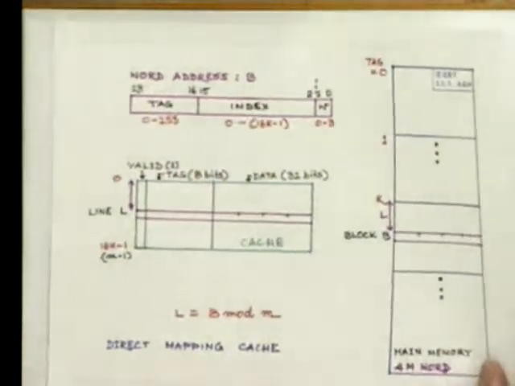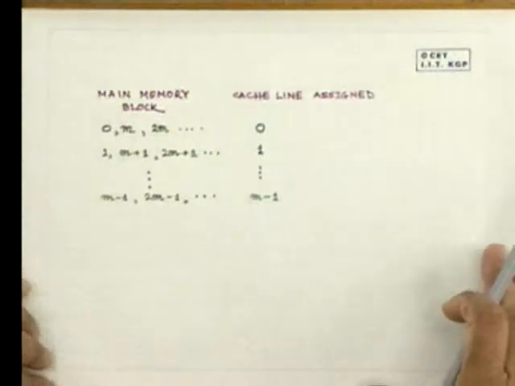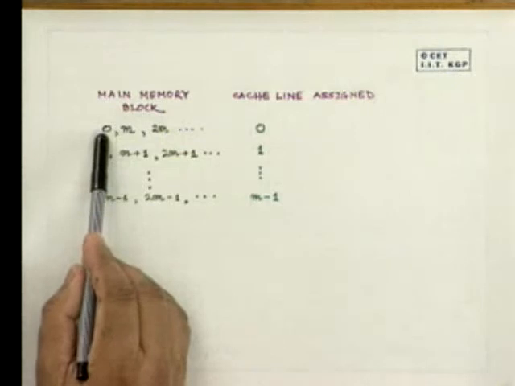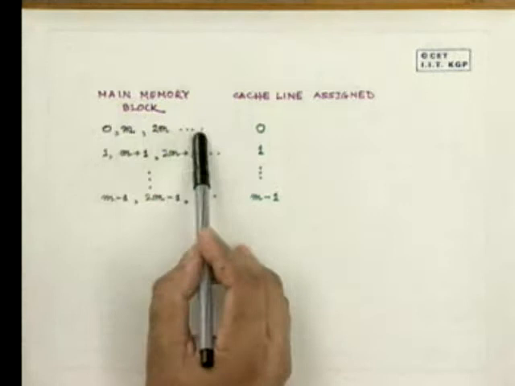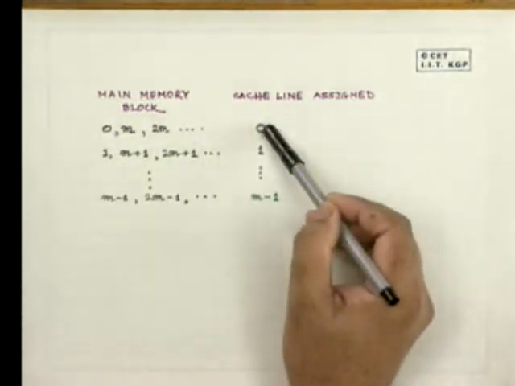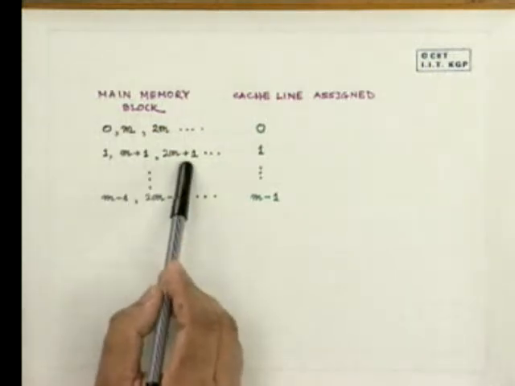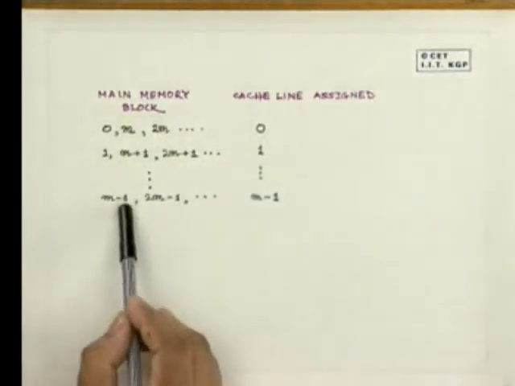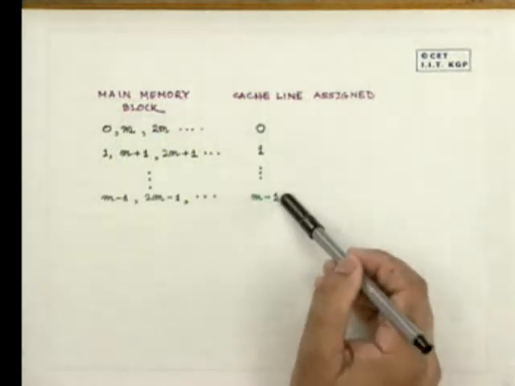If this is the mapping that is employed, then this is the mapping we get. That means the 0th word, the mth word, twice mth word, all of them will map into the 0th line of the cache. The first word, m plus 1 word, twice m plus 1 word will map into the first line of the cache, and so on, until the m minus 1 word, twice m minus 1 word, all of them map into the m minus 1 line of the cache.